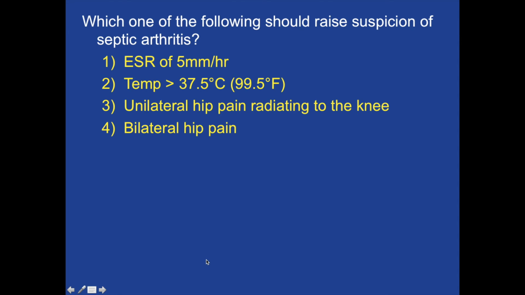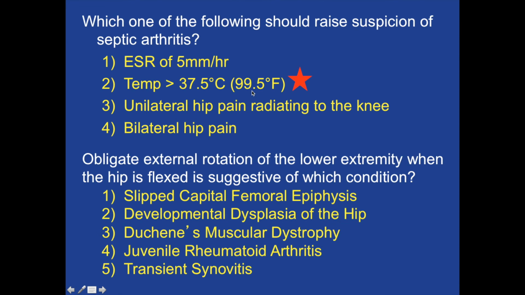Let's look at this question. Which one of the following should raise suspicion of a septic arthritis? And it's an elevated temperature, and remembering the temperature does not have to be 100.4 for a fever, according to that study that we looked at by Kocher. And if your patient had an obligate external rotation of the lower extremity when the hip is flexed, that's suggestive of which condition? That is your SCFE.